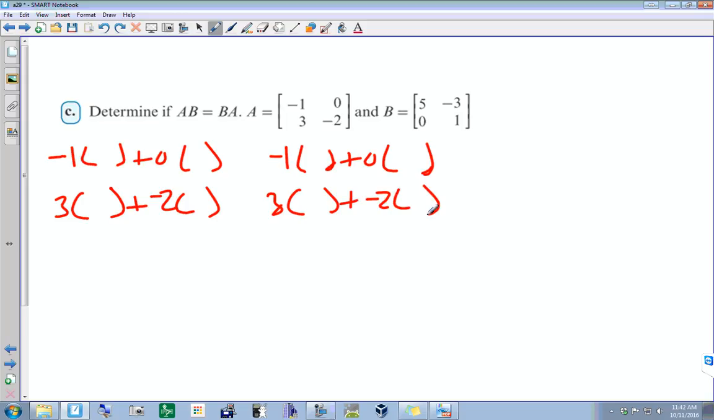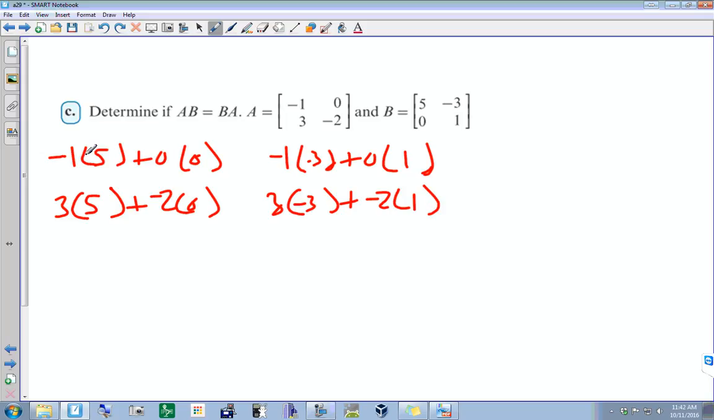Rows by columns. This row, 0, -2, 3, -2. Did I do that right? Rows by columns, I wrote the wrong ones in. My bad. Rows, columns, so that's got to be 5 and 0. 5 and 0, correct? There, now we're right. -3 and 1, so -3 and 1. -3 and 1. So now we get to do the math.